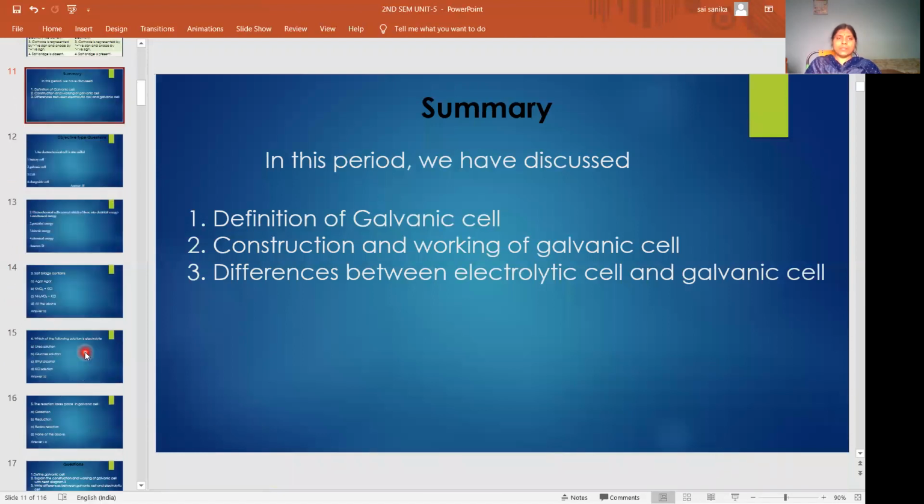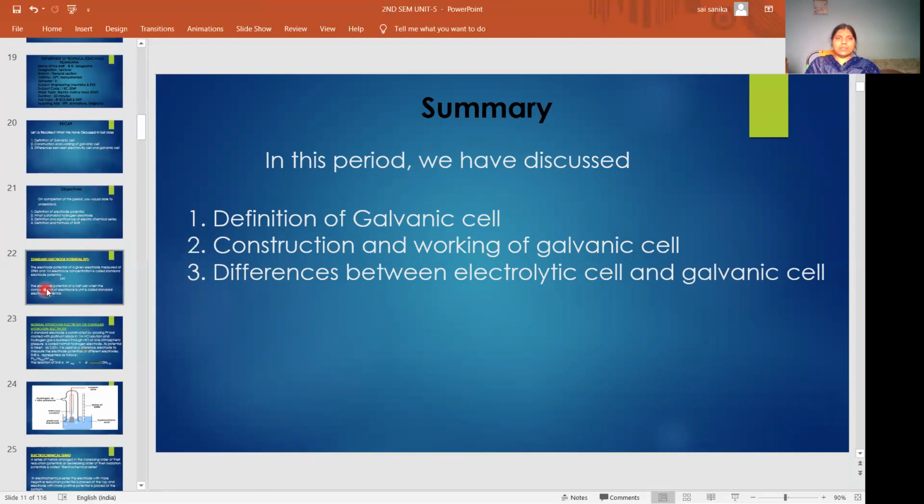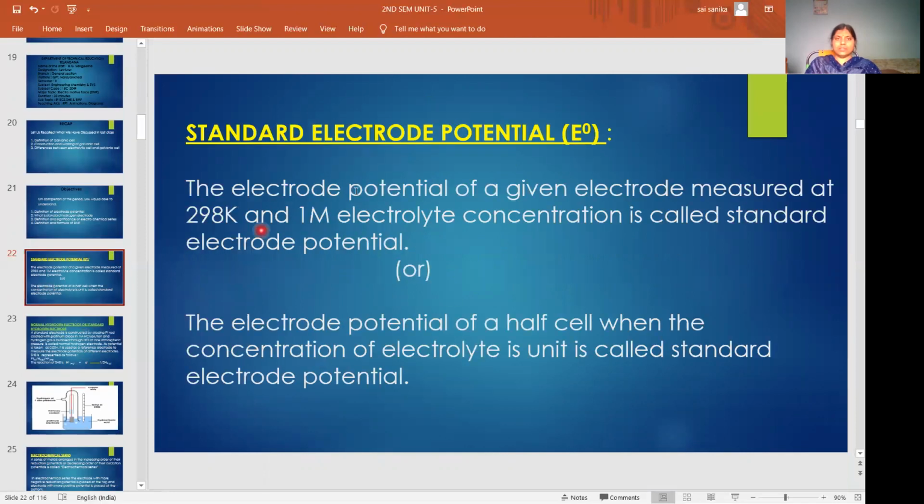Next, what is the next topic we studied? That is standard electrode potential. First of all, you should know the electrode potential. What is electrode potential? The tendency to lose or gain electrons by an electrode is called electrode potential. If it is losing electrons, that is called oxidation potential. If it is gaining electrons, that is called reduction potential. Standard electrode potential means the potential of the electrode measured at 298 Kelvin and 1 M electrolyte concentration.